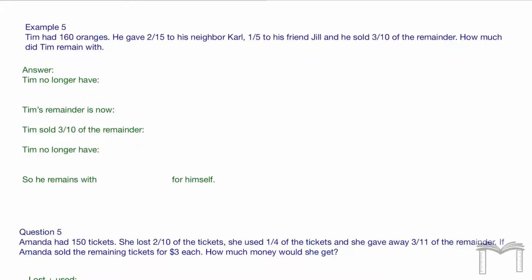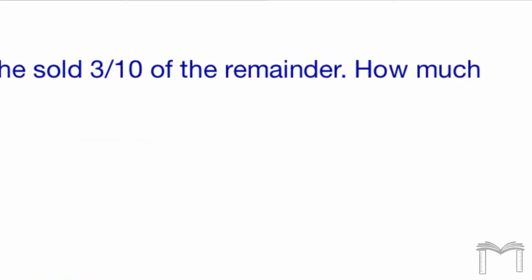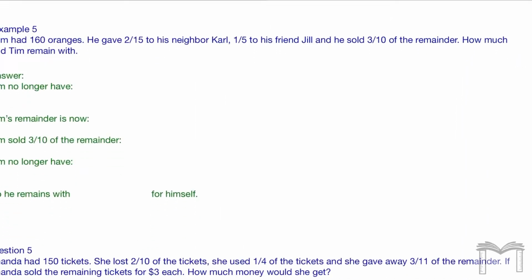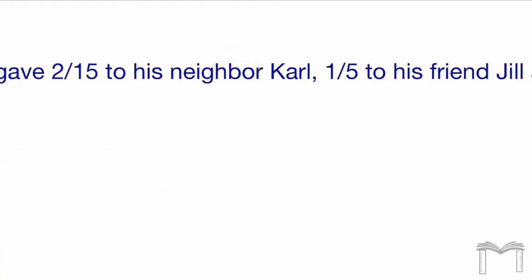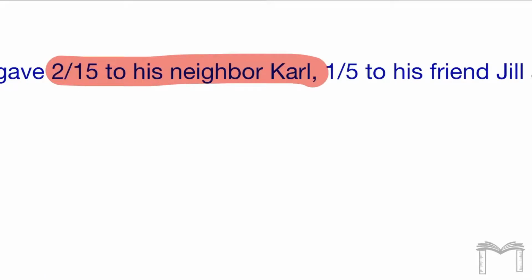Example 5. Tim had 160 oranges. He gave 2/15 to his neighbor Carl, 1/5 to his friend Jill, and he sold 3/10 of the remainder. How much did Tim remain with? We need to find what fraction was sold. They are telling us that he sold 3/10 of the remainder. The remainder would be that fraction that remains after he gave 2/15 to his neighbor Carl and 1/5 to his friend Jill.